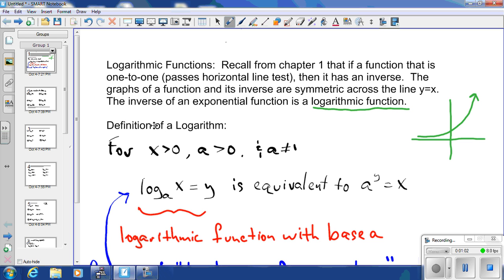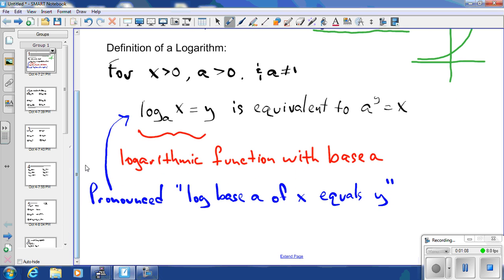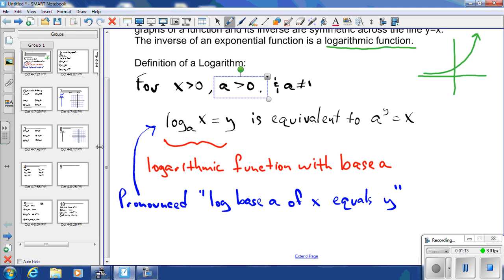So first thing I want to do here is define a logarithm with you guys. Here's the definition, taken pretty much directly right out of the book. Sorry about that.